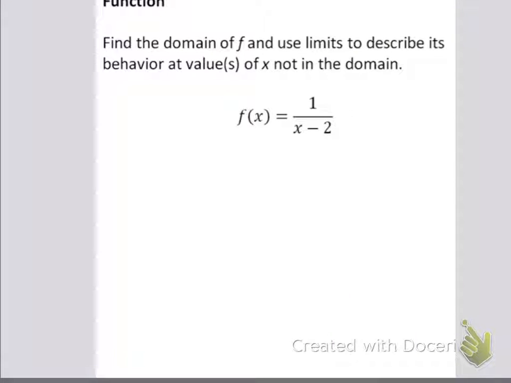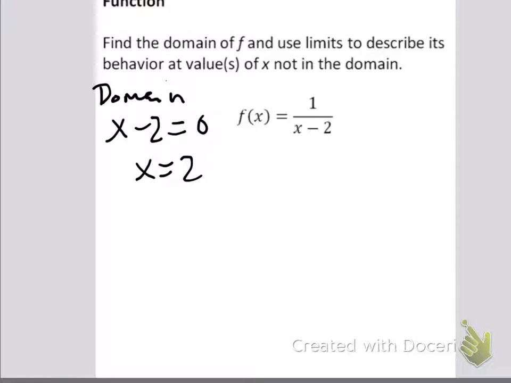So it says to find the domain of f and use limits to describe its end behavior at values of x not in the domain. Okay, so the first thing we'd want to do when we find domain is we want to set the denominator equal to 0. So x equals 2, which means really x can't be 2. That's the only number that we cannot use in this problem. So our domain would be all reals except 2. Okay, we've done that a million times.